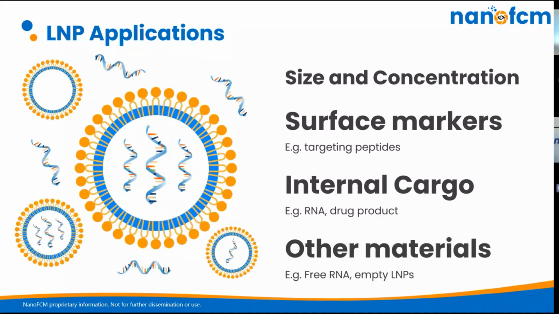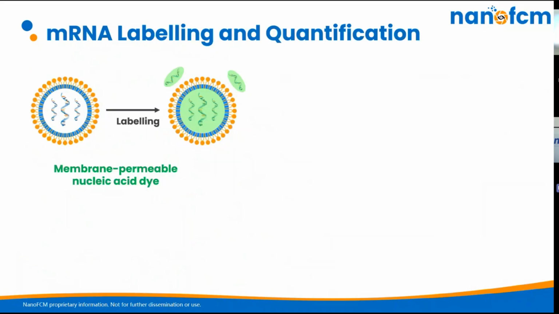So because we resolve everything on a single particle level, you'll find I'll keep going on about this. This is really the beautiful part of this instrument. That we can look at free RNA down to a length of 1,000 nucleotides currently. And we can also distinguish empty LNPs to really interrogate the preparation of LNPs. I'm going to talk a little bit about the mRNA labeling quantification, because this is how we do the advanced characterization and advanced quantification of mRNA loading.